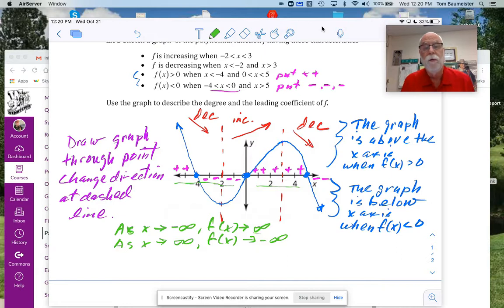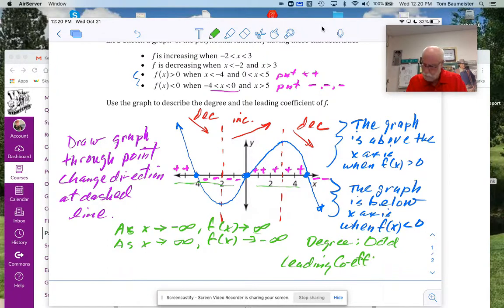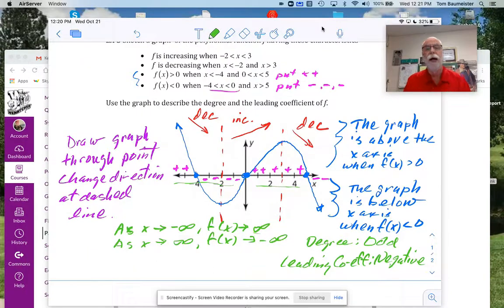So kind of look at what we had yesterday, and if you do, you should see that our degree is odd, and our leading coefficient is negative. All right, so that is the last 4 problems on your homework.